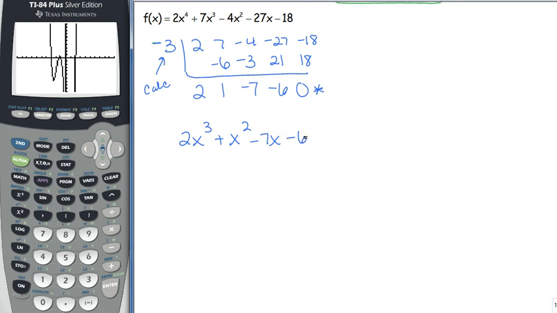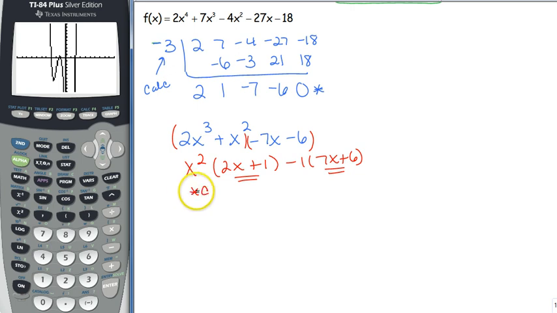If we have 4 pieces, we know that our only option for factoring would be factoring by grouping. So we group the first 2, we group the second 2, pull out our GCF of an x squared, we're left with 2x plus 1. Pull out a negative 1, we're left with 7x plus 6. We see that the insides don't match, so we can't factor by grouping. If we can't factor by grouping, that means that we can't factor that 3rd degree polynomial by hand. That does not mean that we can't factor any further.